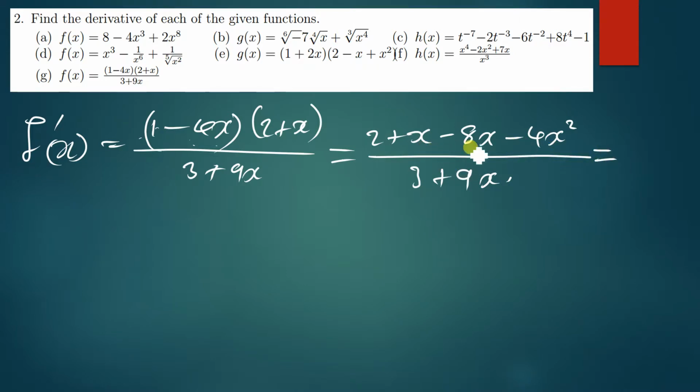So we have 2, subtract 8x from x, we get negative 7x. Then we have negative 4x squared, and then everything divided by 3 plus 9x. Yeah, so this is what you have. So now we can use the quotient rule to simplify the expression.